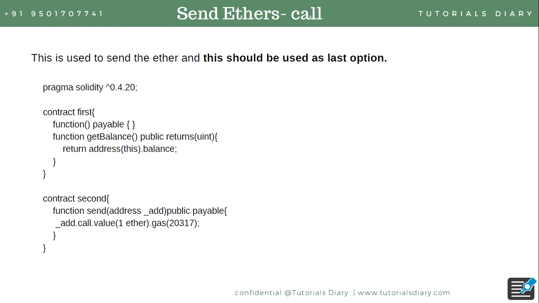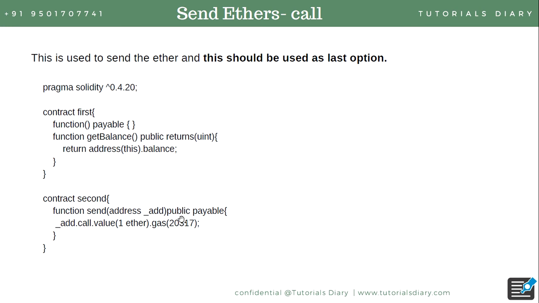And the third option should not be used; this should be your last option, in worst-case scenarios, but we'll show you what it is all about. In this call function, this is how the syntax looks. address.call.value, what value you want to pass, how many ether you want to transfer, then how much gas you want to associate. In the first two options, the gas was fixed at 2300. But in this option, you can set the gas at runtime.